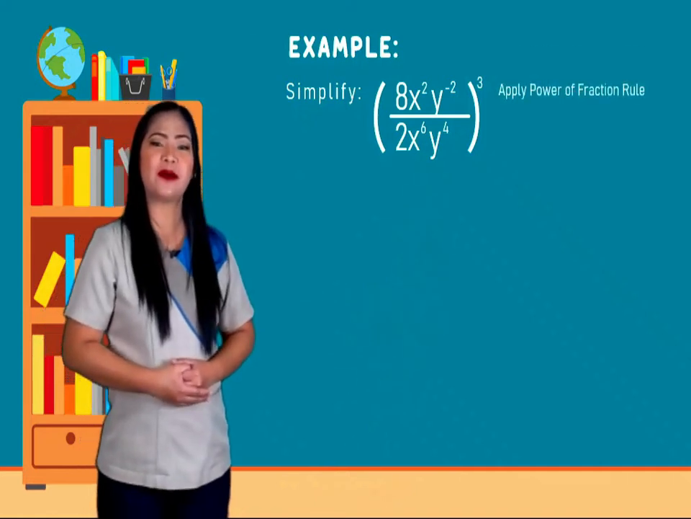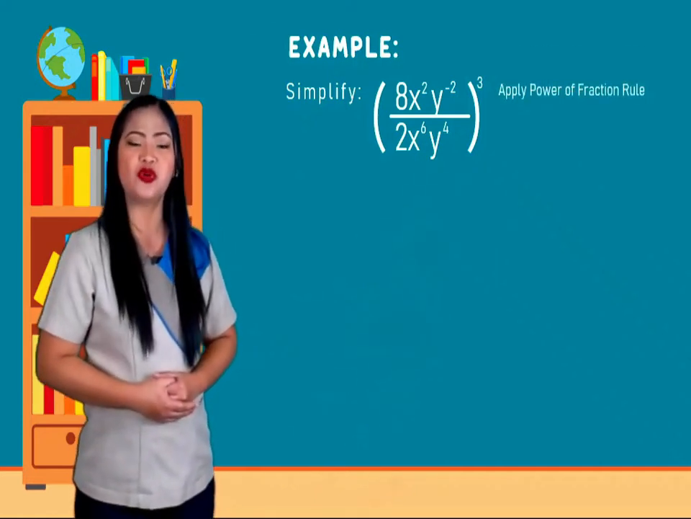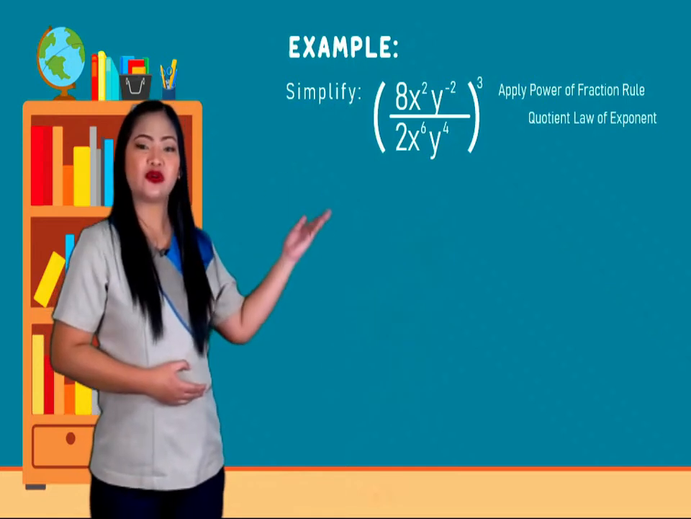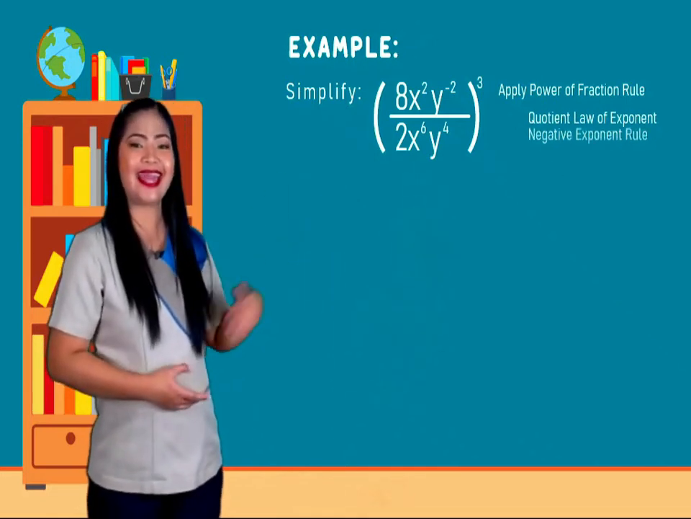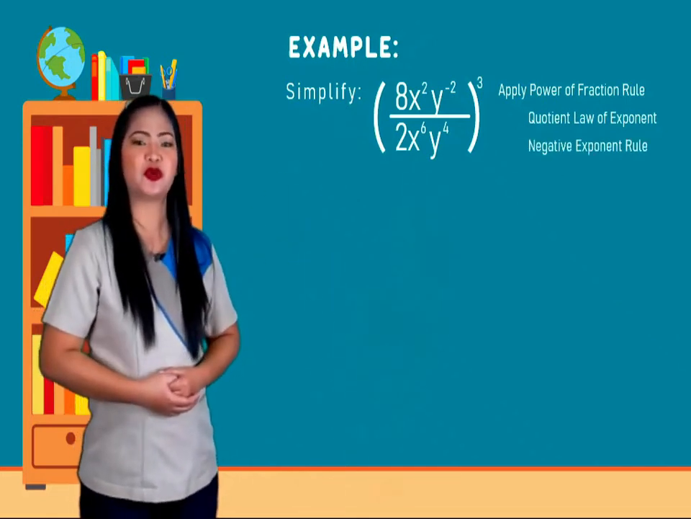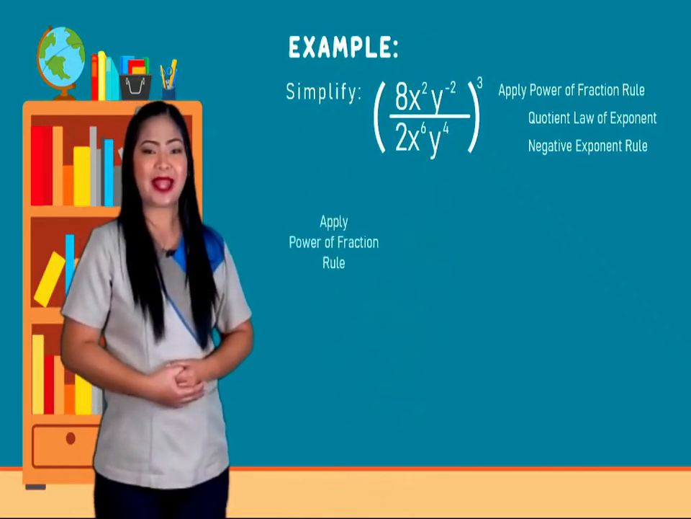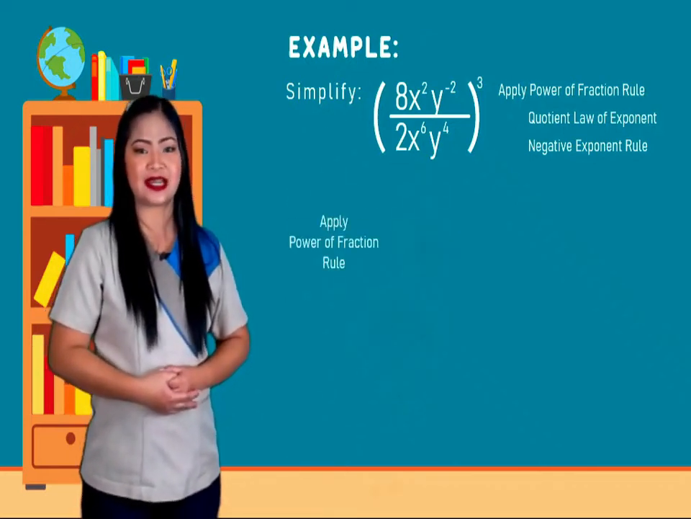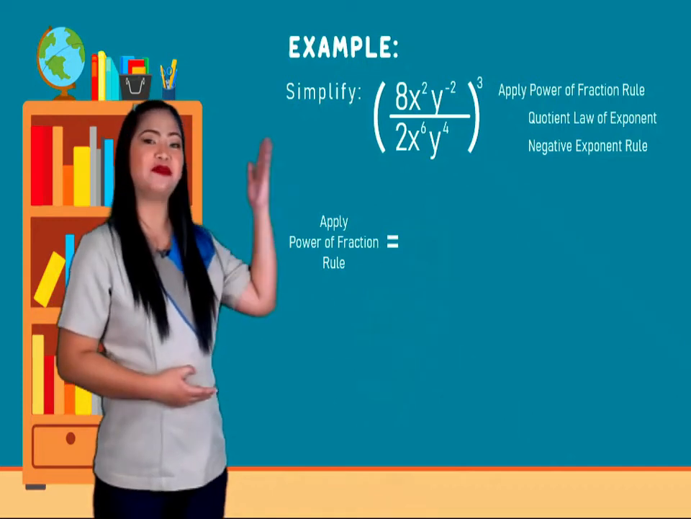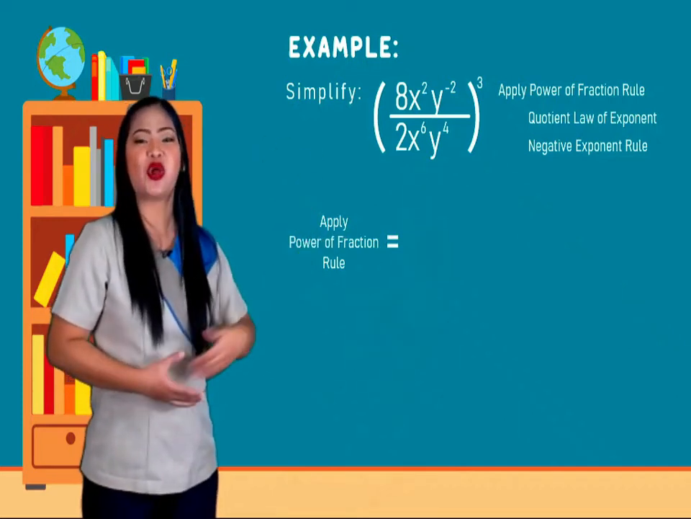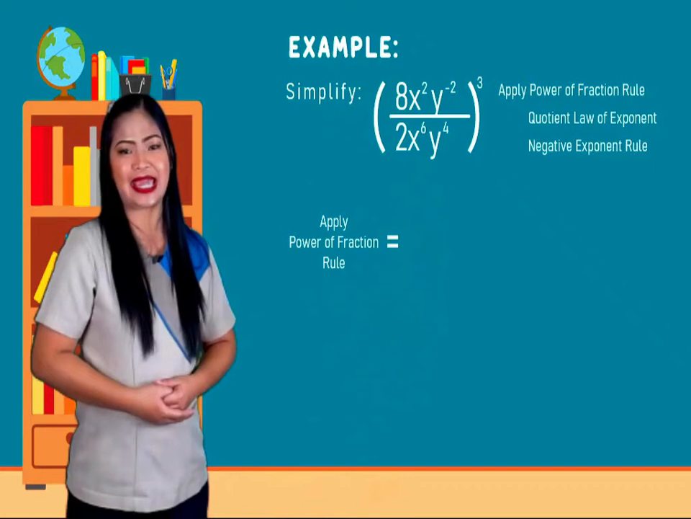First, we are going to apply power of a fraction rule, followed by quotient law of exponents and the negative exponent rule. First, apply power of fraction rule, which tells us that each exponent in the numerator and the denominator will be multiplied by 3.